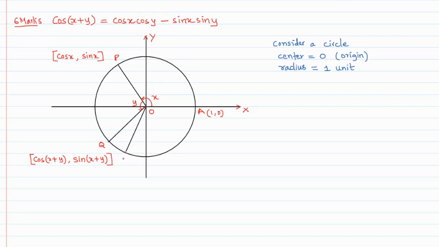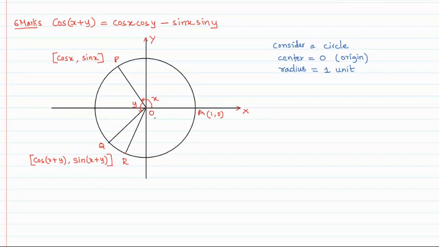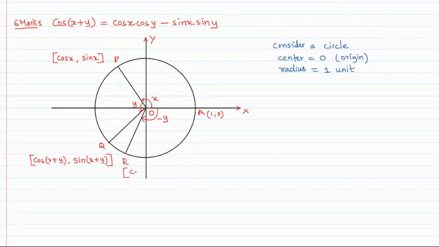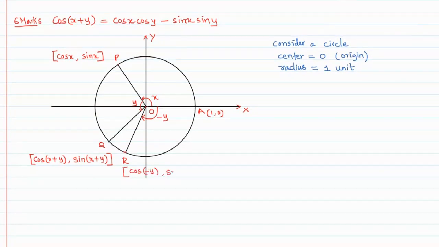Now another point I will take as R. It is at an angle minus y from the x-axis, meaning the angle is y but in the negative direction. So the coordinates of point R will be (cos(-y), sin(-y)).